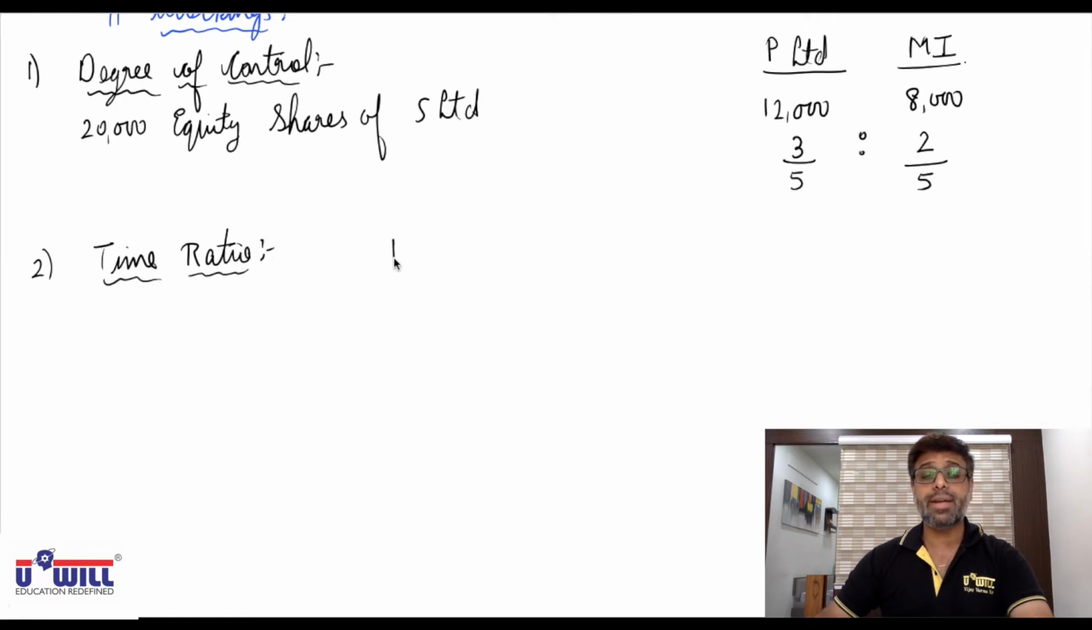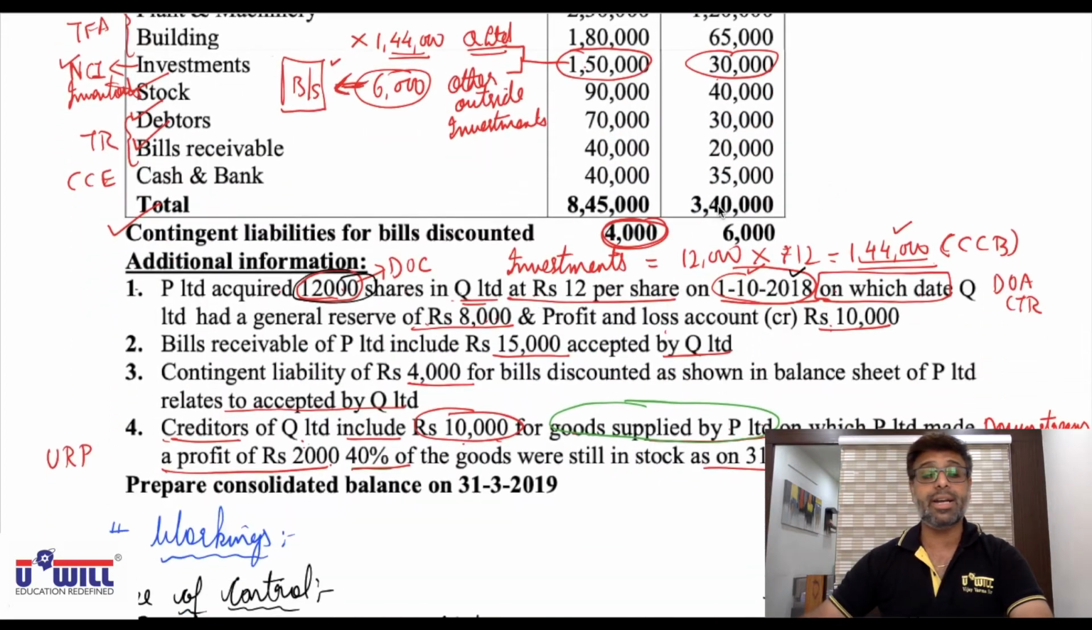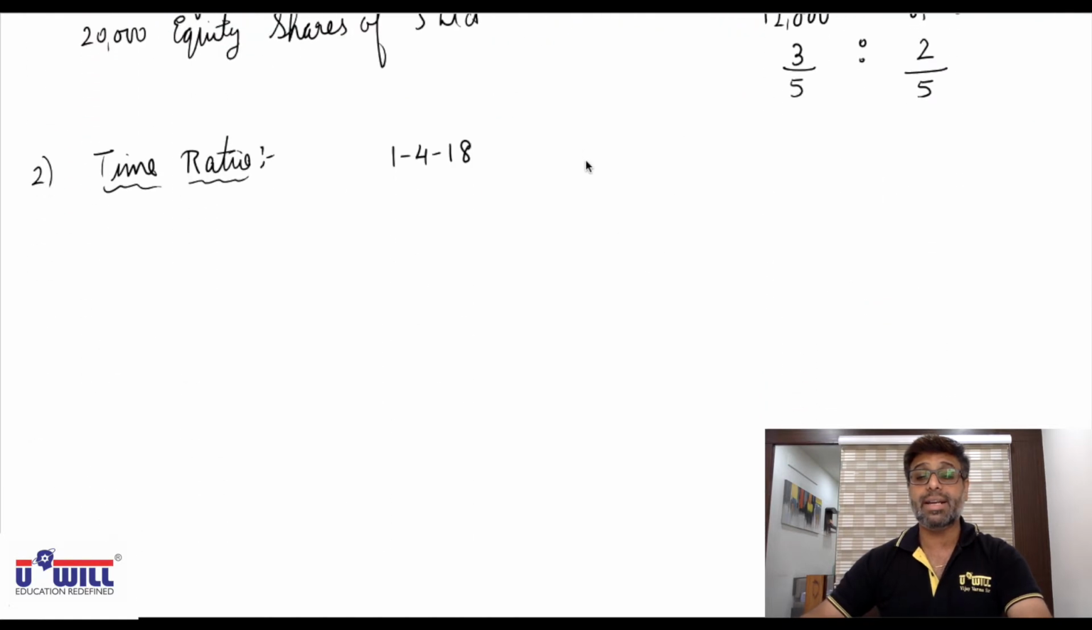3 dates we have to write. Beginning of the year is 1/4/18, because the balance sheet is on 31st March 19, which means the beginning of the year is 1/4/18. See in adjustment 1, what is the date of acquisition? 1/10/18. The shares are acquired on 1/10/18.